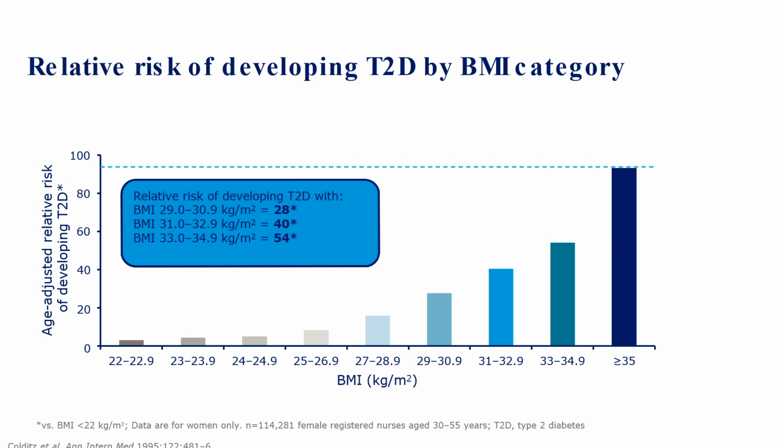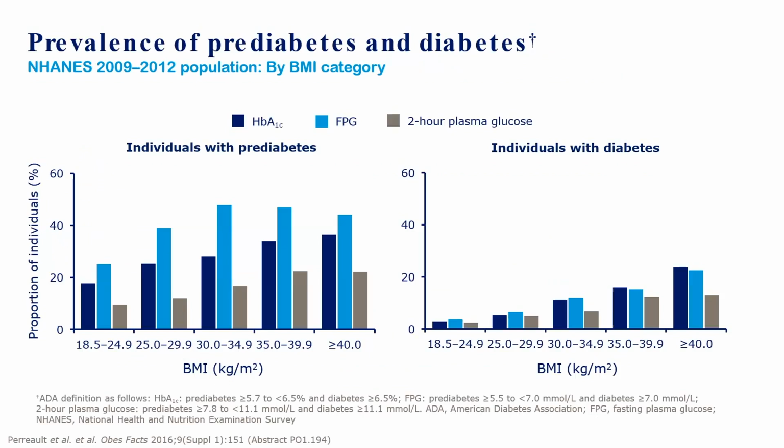So therefore, if you've got a BMI of between 33 and 35, you have a relative increased risk of 54 in comparison to those normal weight individuals. Then it looks at the prevalence of prediabetes and diabetes, looking at the different measures of how this is done.